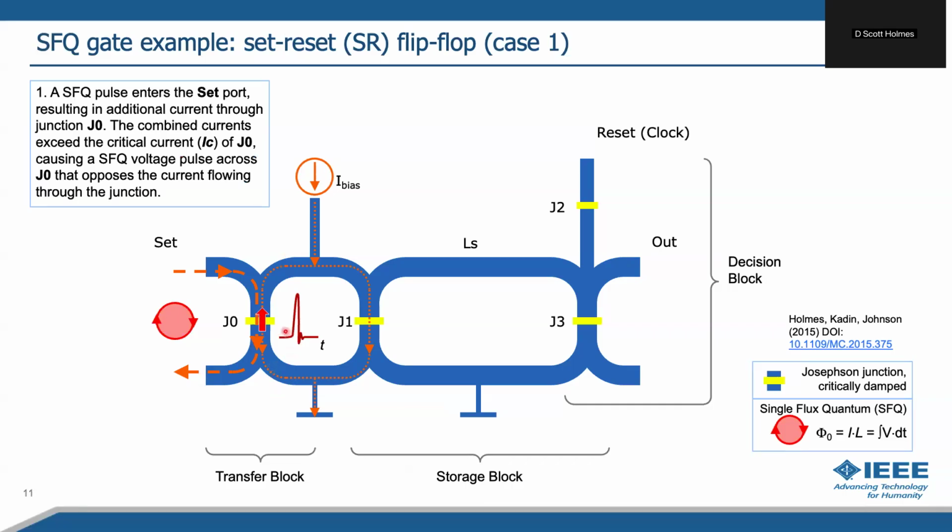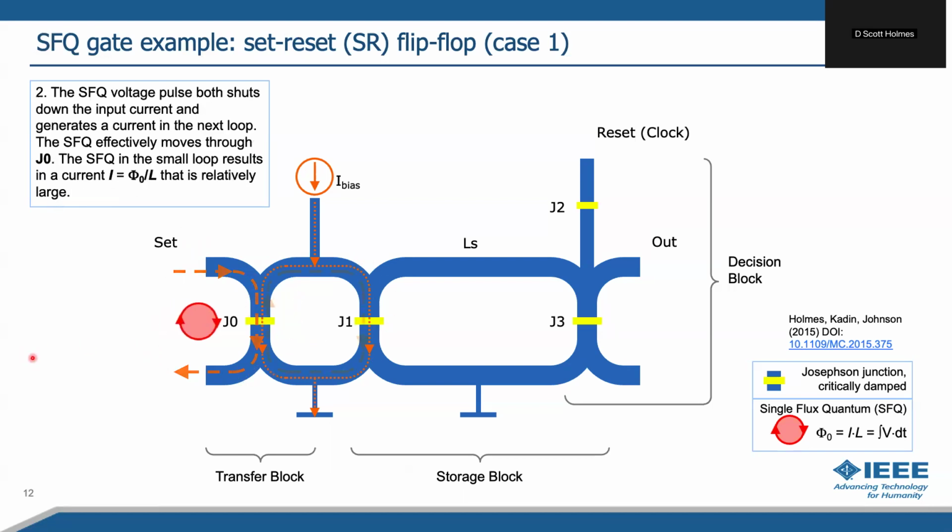So we get a pulse out of it, a voltage pulse, and it's like the baby spitting up, and it causes one flux quantum of action back, and that shuts down completely this current that was in the input loop, and it creates another current in this other loop. And so after that happens, this is what it looks like.